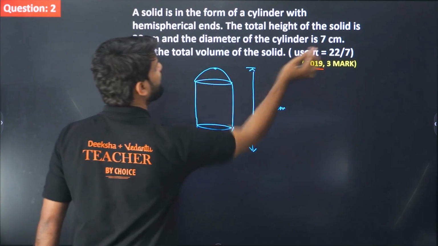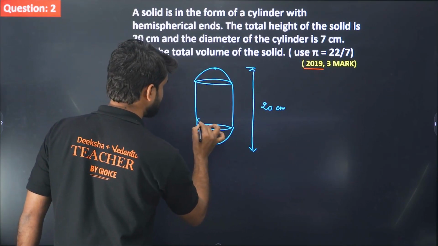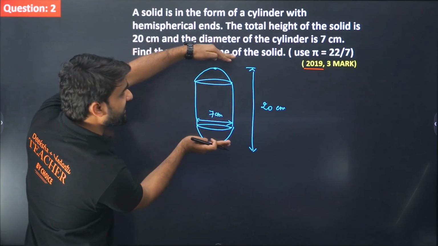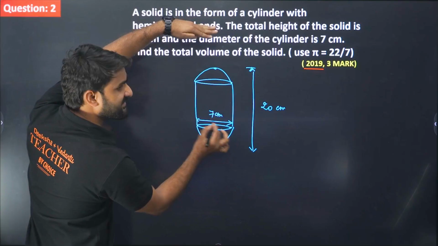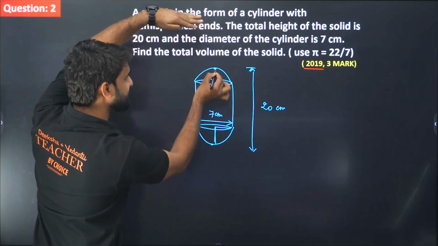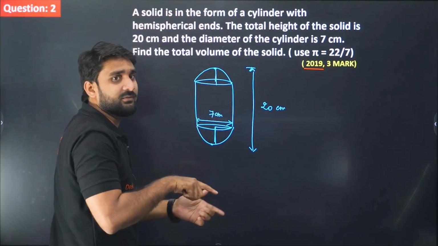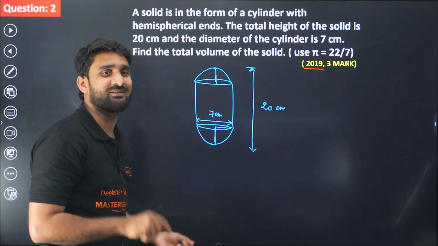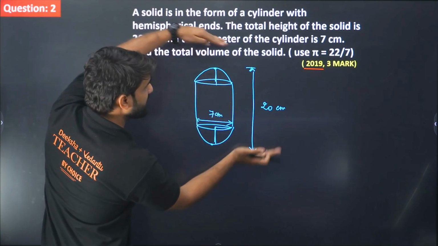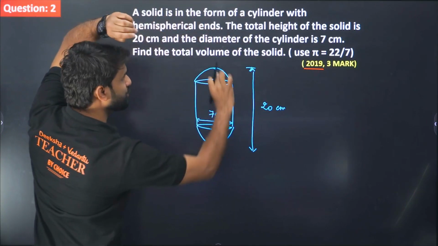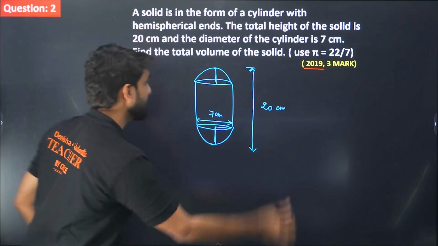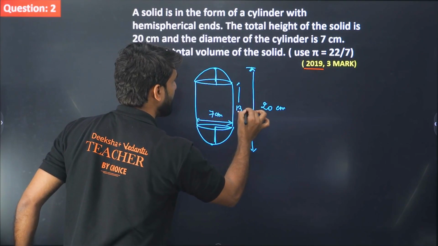Now, the diameter of the cylinder is 7 centimeter. Very good. So this will be the diameter. And one thing is clear, if the total is 20 centimeter and the diameter is 7, so the radius will be 3.5, the half of 7 is 3.5, and this also will be 3.5, and the addition of these two will be 7. So the total height is 20 centimeter, and these two together equal 7. So the difference of 20 and 7 will be 13, and that will be the height of the cylinder. So the exact height of the cylinder will be 13 centimeter.